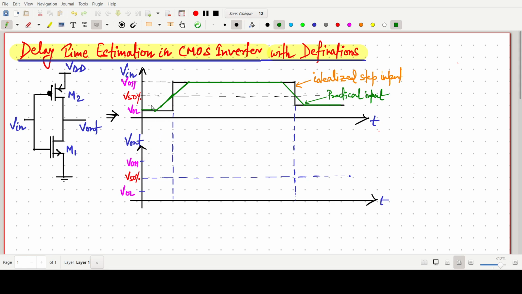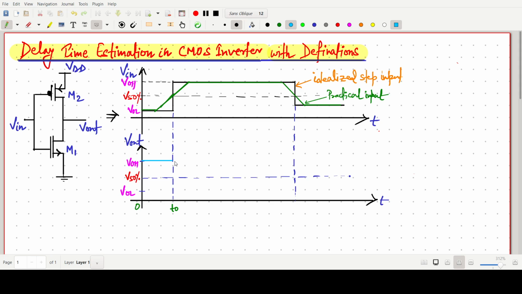We are very familiar that when the input is low, the output will be high. So for this point, say T naught, from 0 to T naught, the input is low, so the output will be a high value, VOH. Then after that the input is high, so the output will be low. So now it will go down, or decrease.